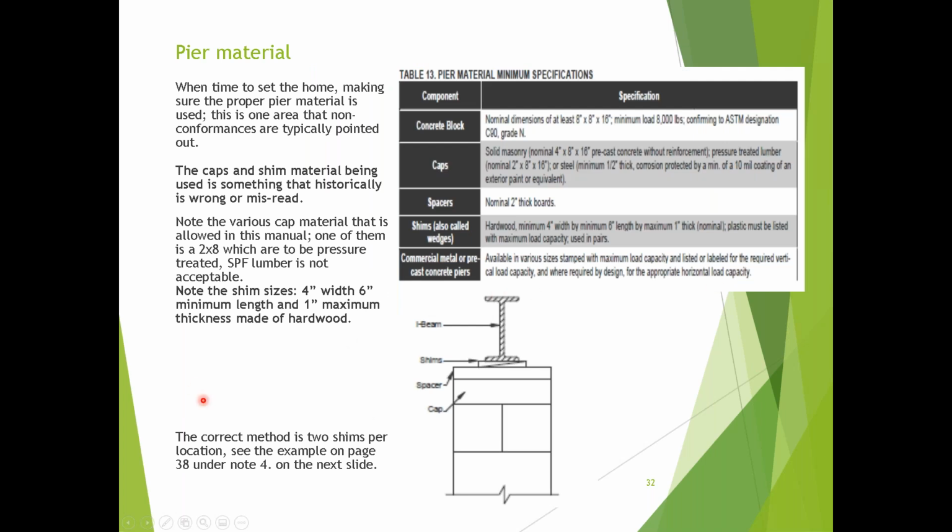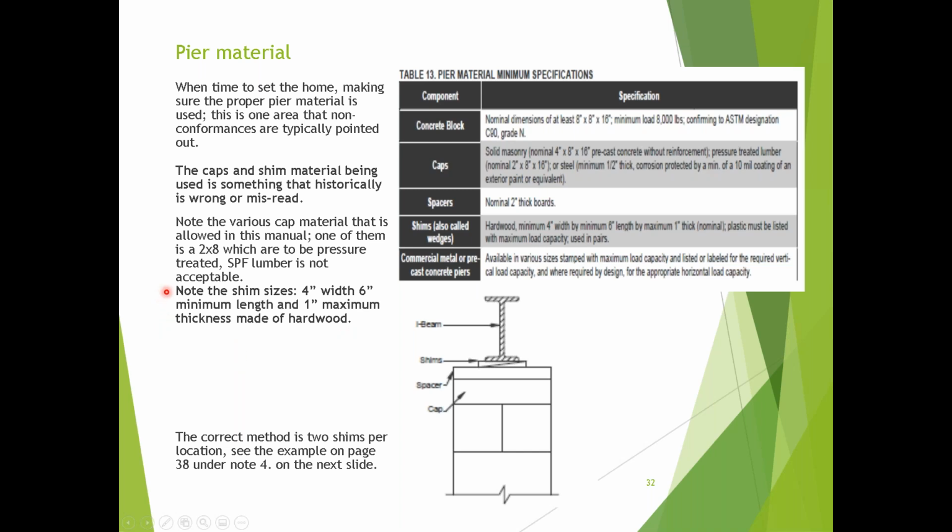Talking about pier material, one of the things that we hear from local jurisdictions and from set crews and contractors that go out is not using the right material for the piers. So when you get ready to set your piers, you've got concrete blocks, you've got caps, you've got spacers, you've got shims, and of course there's commercial stuff you can buy too. One of the things that we've seen and we've heard about is shims. People not getting the right shims.